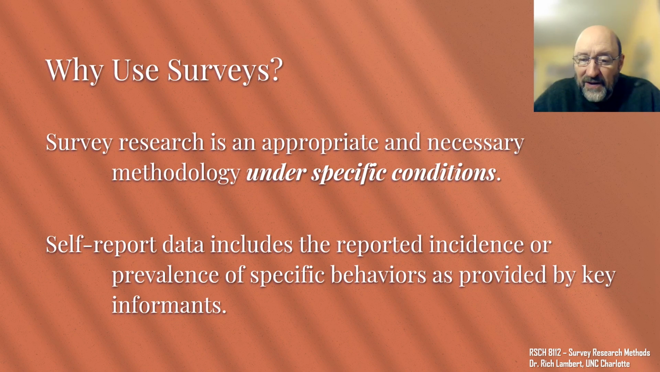So self-report data includes reported incidence or prevalence of specific behaviors as provided by key informants. In other words, sometimes you can't directly access the people who were directly responsible for the behaviors, but you can access key informants. Sometimes, for example, principals are the best people to survey about teacher behavior. Other times, teachers are the best people to report about child behavior in the classroom, and so on. Similarly, parents in some other conditions. So sometimes survey research is the best method because it's key informants that you're after and not the people who exhibit the behavior themselves.